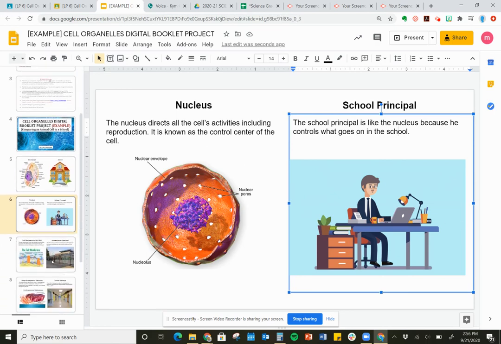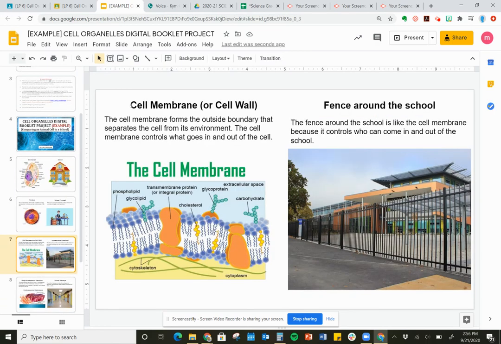Okay, slide number 3 here. Cell membrane or cell wall. The cell membrane forms the outside boundary that separates the cell from its environment. The cell membrane controls what goes in and out of the cell. In the same way, right, a school fence around the school is like the cell membrane because it controls who can come in and out of the school. So again, I have my picture, my description, my function, and my description.